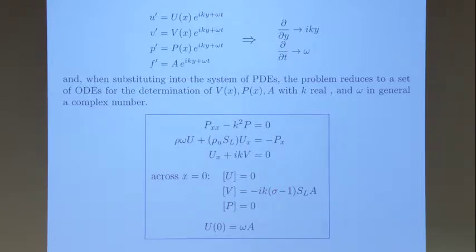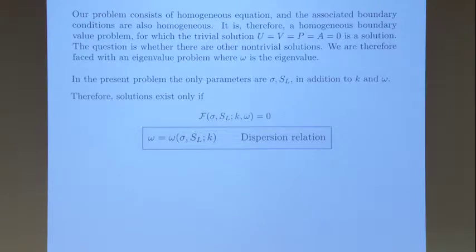Those are the only two parameters in the problem. And therefore, the dependence of omega will be on these parameters, and of course on the wave number k. This functional form, if you can write it as omega equal to omega of the parameters, is often referred to as a dispersion relation. It tells you how the waves are dispersed.